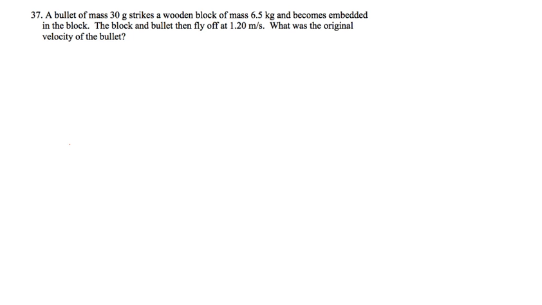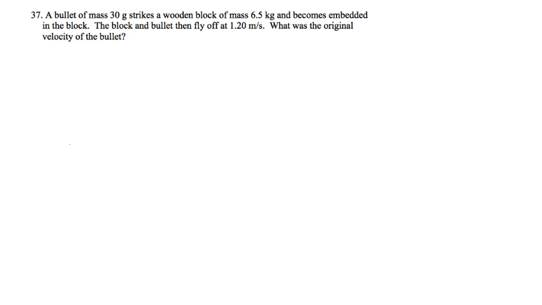So for 37, this is an inelastic collision. And the reason why you know it's an inelastic collision is because it says the bullet becomes embedded in the block. So when they stick together or become embedded, they have to move together as one object.